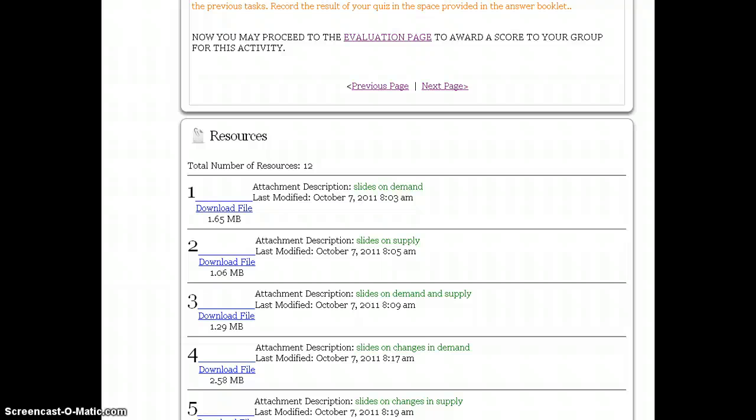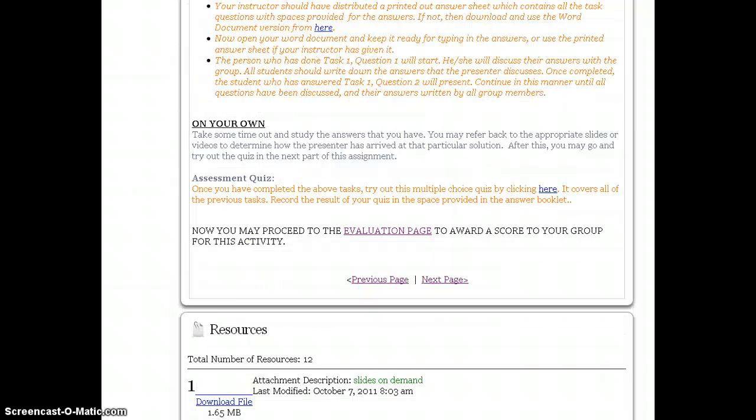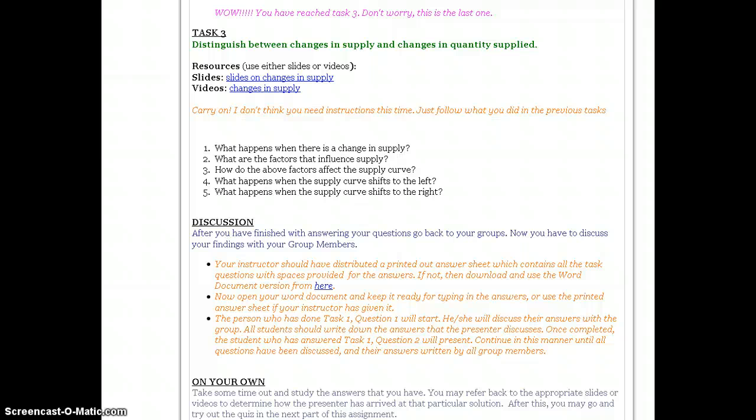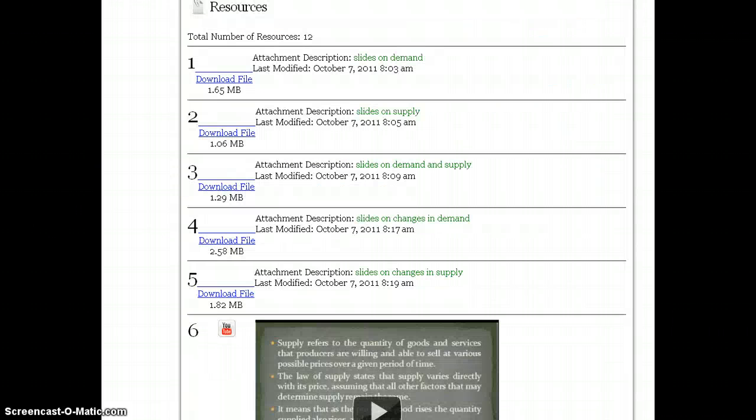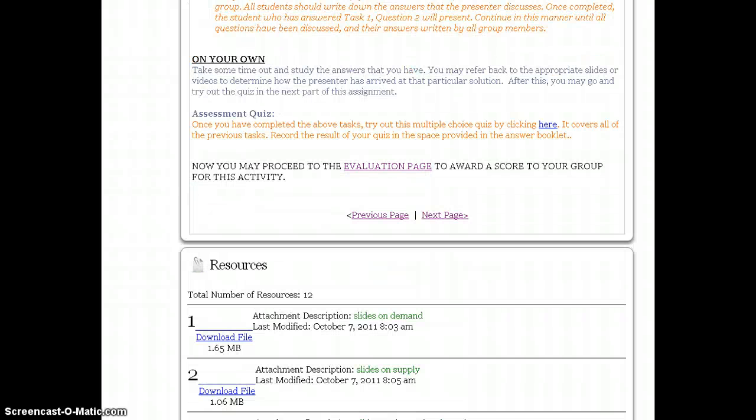The same resources are also given at the bottom of the page as resources. The students can either use the ones that are included in the task or they can scroll down to the resources. After completing this, they may proceed to the evaluation page to award a score to your group for this activity.